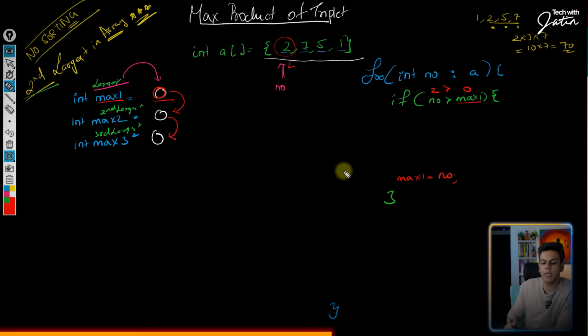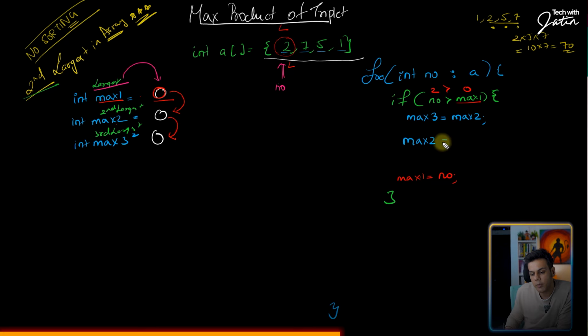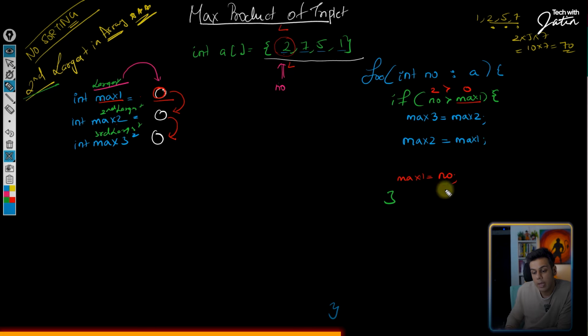So before I do this update where I say max1 equal to number, I found a number which is greater than my max1. So this number has become the largest number. And what max1 was storing has become the second largest number. And what was there inside max2 has become the third largest number. So we have to update those values also. I'm going to say max3 gets the value from max2, and max2 gets the value from max1. And then I'm going to perform the update: max1 equal to number.